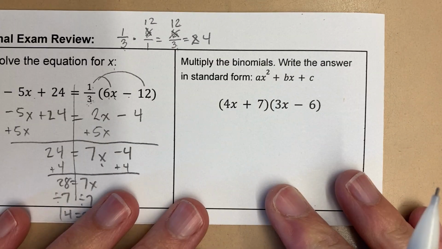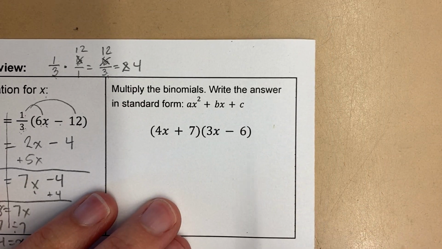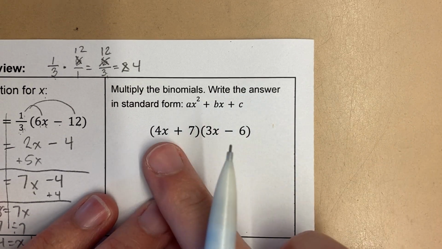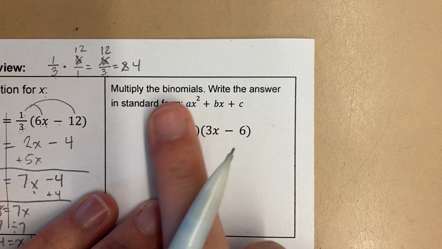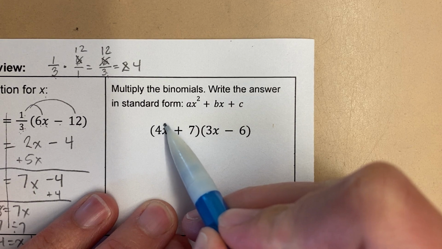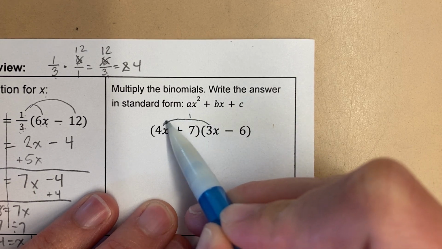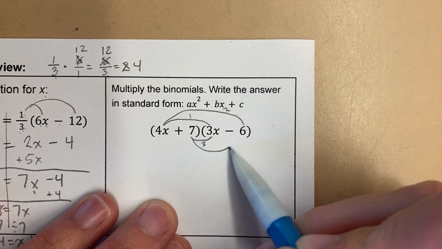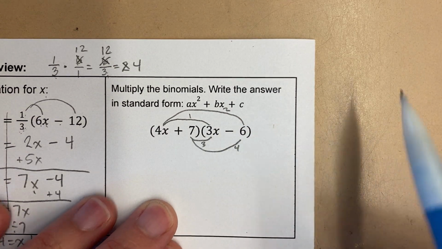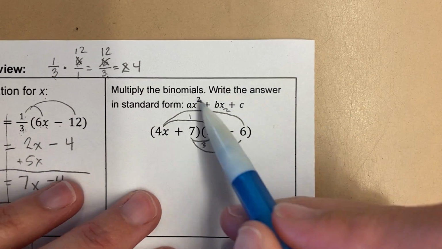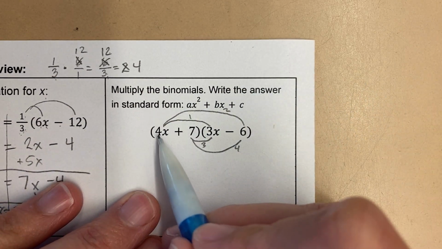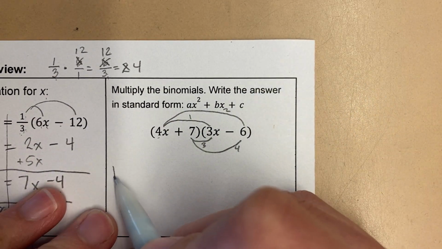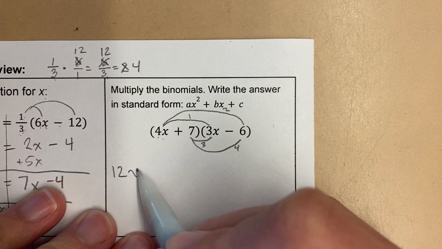Okay. Multiply binomials. If I'm multiplying, there's 2 terms here, 2 terms here. That's why they're called binomials. There's 4 steps. Look, 1, then 2, then 3, then 4. Always do it in the same order, and it's always going to end up being very much the same process, and it's going to land in standard form. So 4x times 3x. 4 times 3 is 12. X times x is x squared.